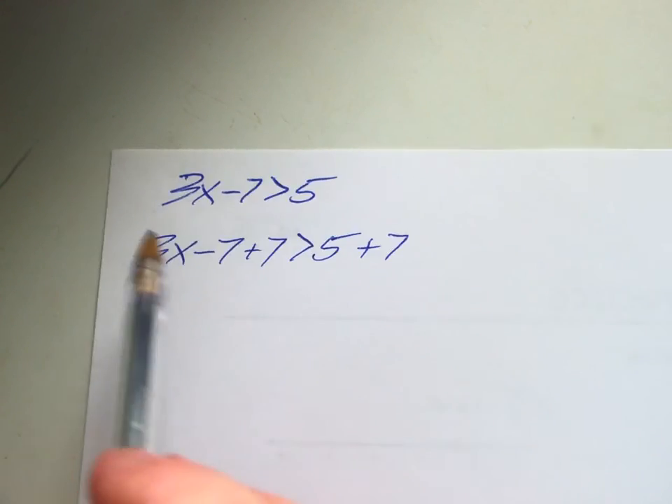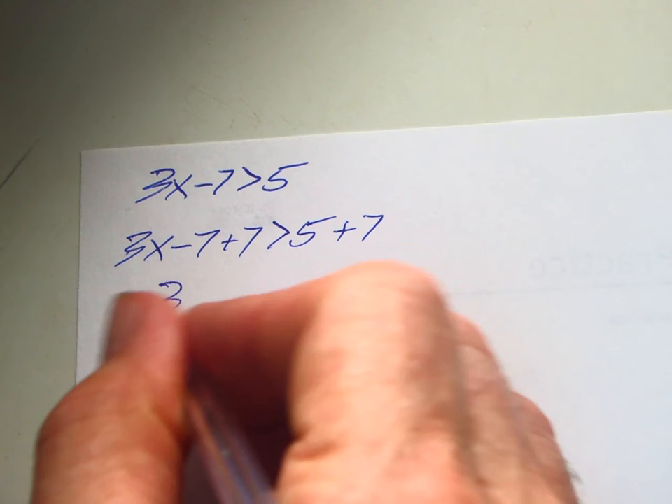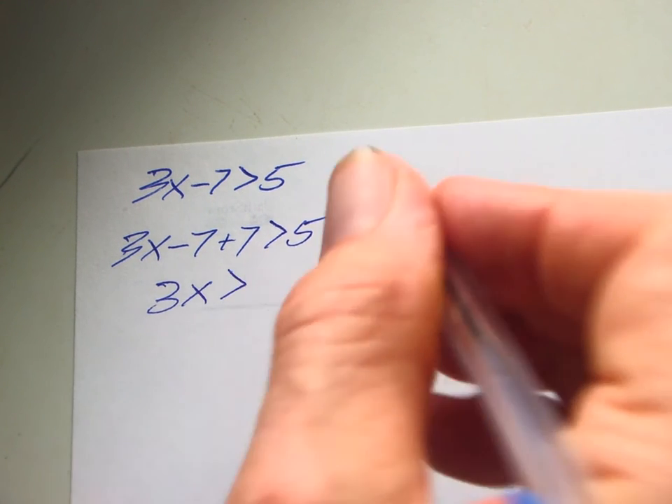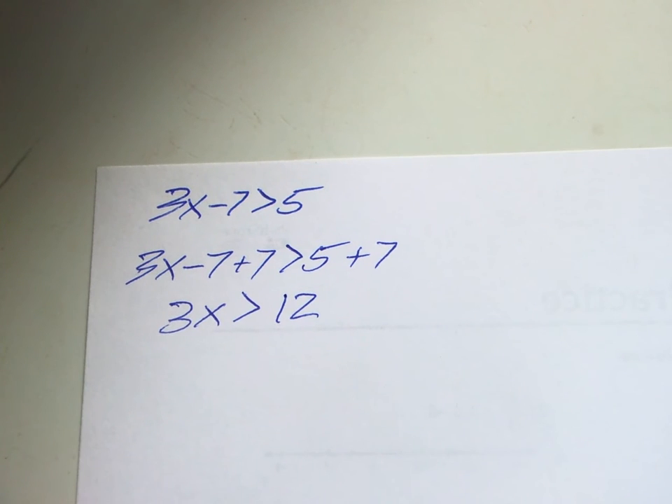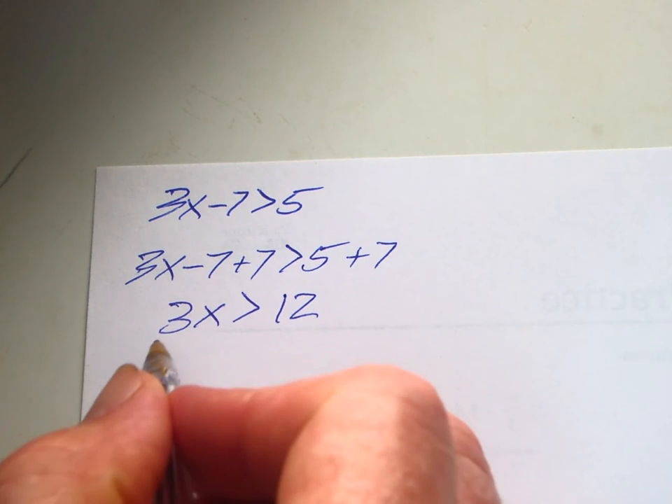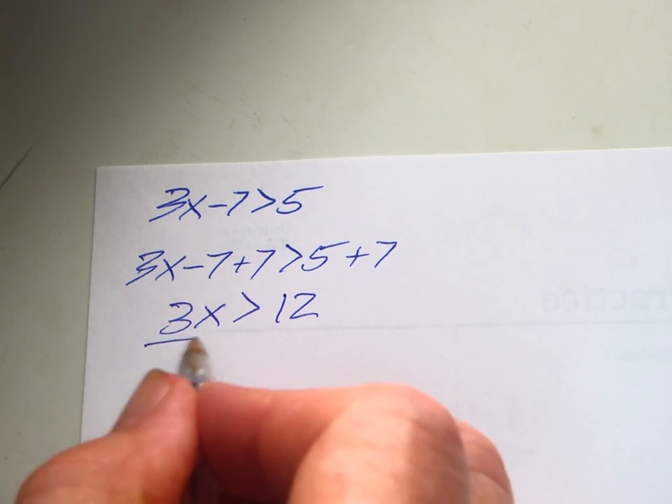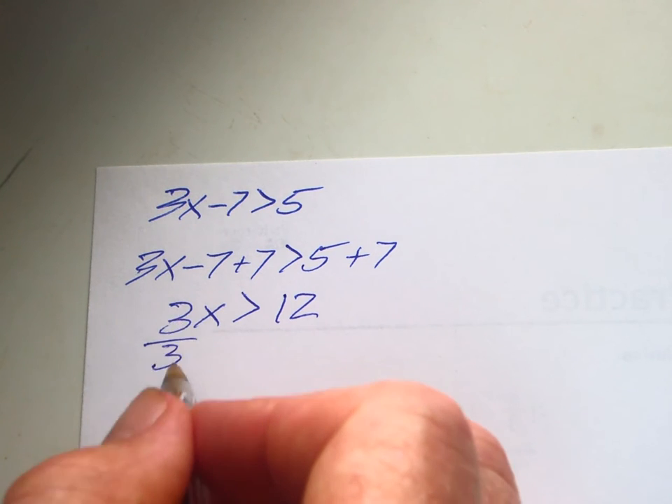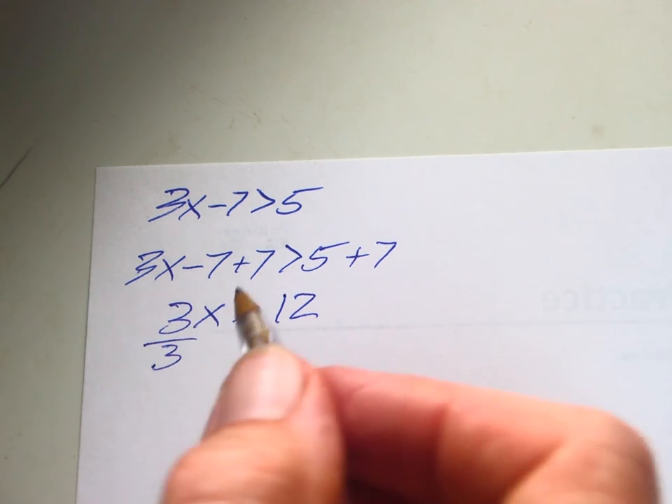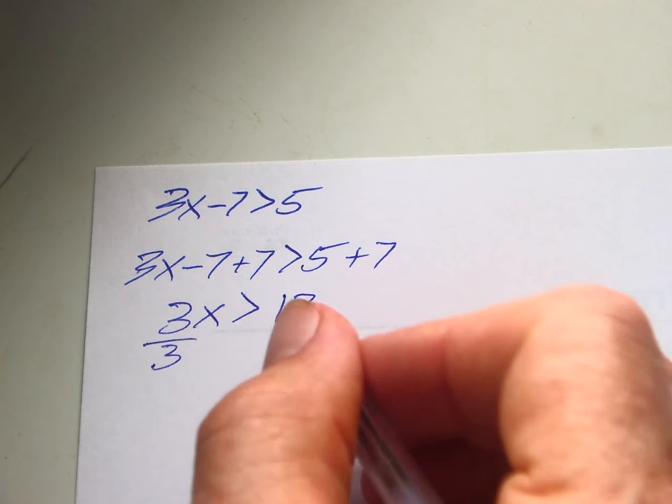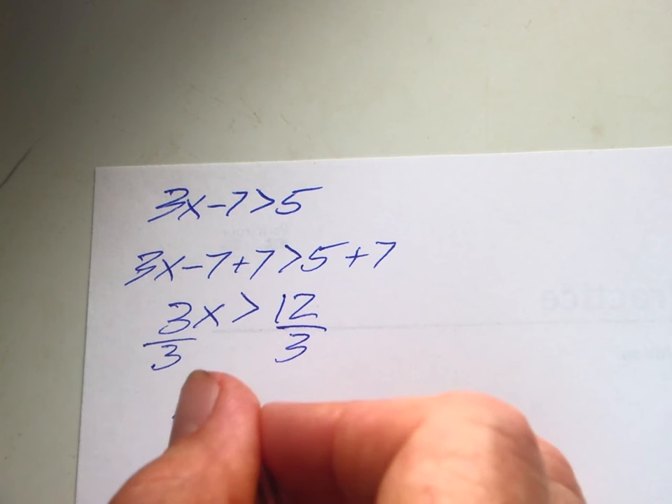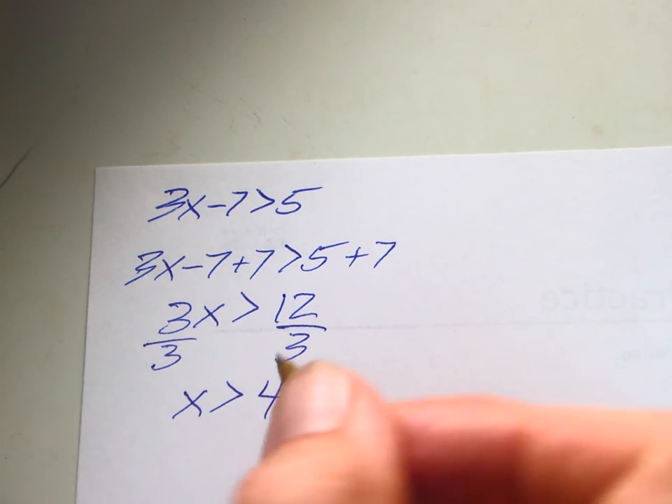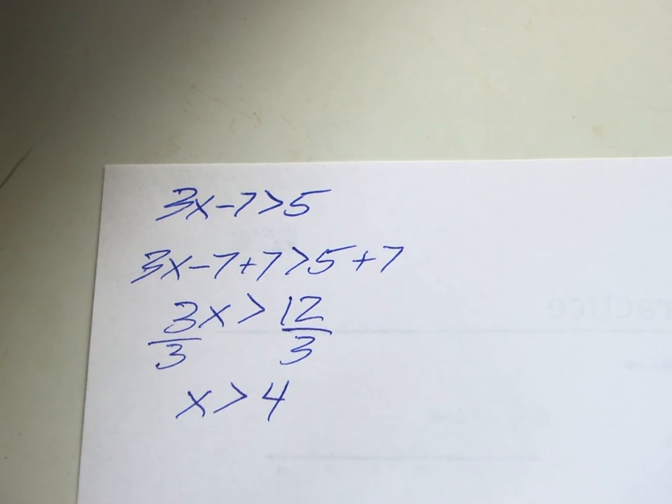Here we go. This becomes just 3x is greater than, and this is 5 and 7 is 12. Okay, we got rid of the 7. Now we want to get rid of the 3, and then we'll have x. Now, what we're going to do is divide by, this is 3 times x, so now we're going to divide by 3. If we divide by 3, 3 divided by 3 is 1. We'll end up with 1x, which is x. But we also have to divide the other side by 3. That'll give us x is greater than 4. X is greater than 4.